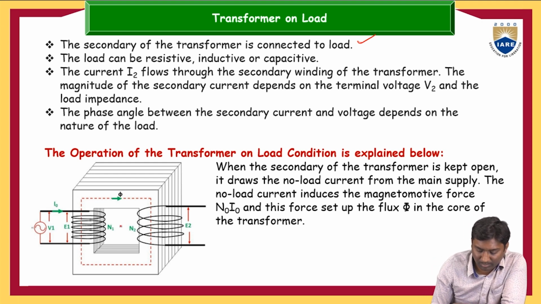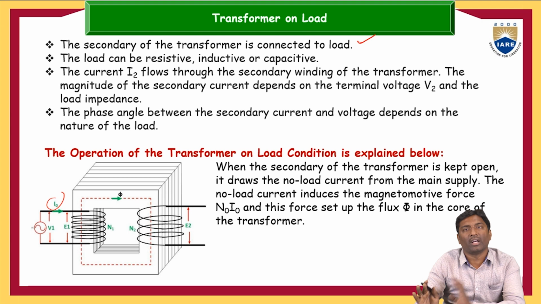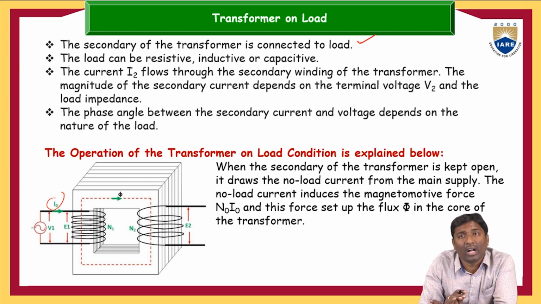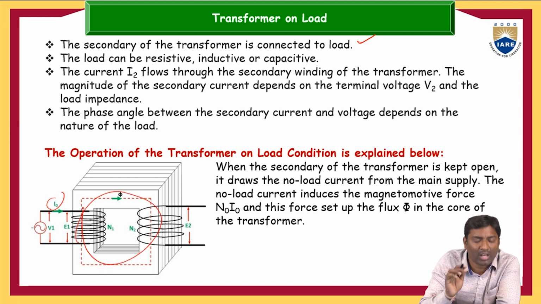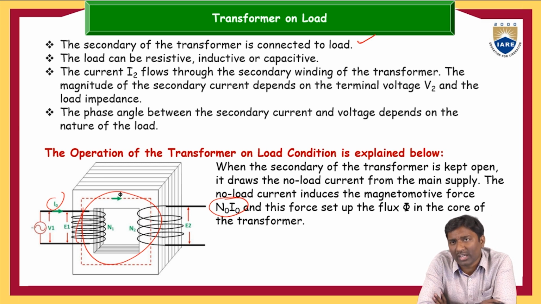You can observe here. When the secondary of the transformer is kept open, it draws the no load current I0 from the main supply. Is it clear? This we discussed already under no load condition. The no load current induces the magnetomotive force N0 into I0, and this force will set up the flux in the core of the transformer. So, due to this N0 into I0, the flux will be set up in the core.